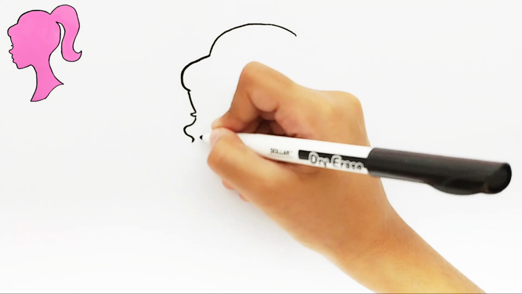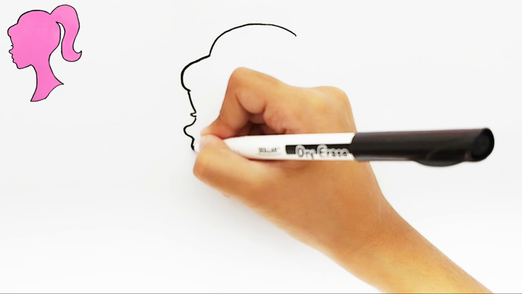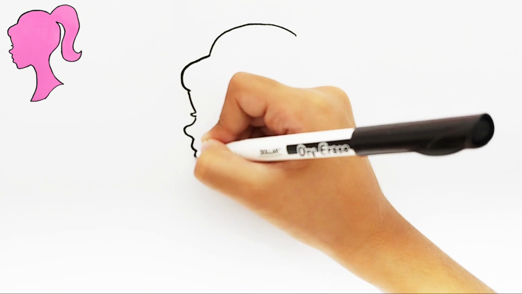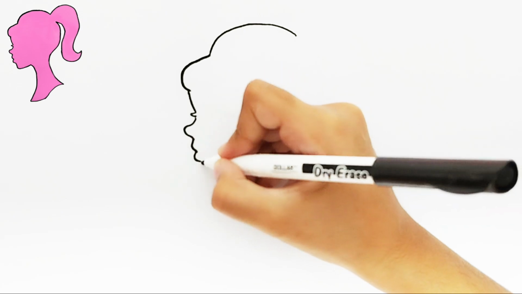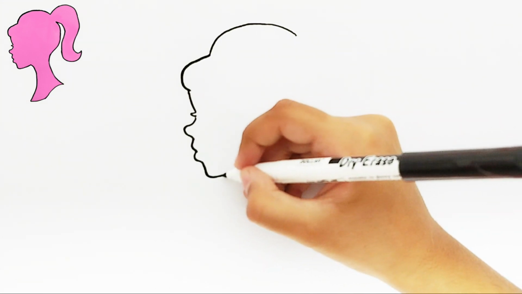Okay. Now let's make the mouth of Barbie. So, 2 lines like that and come down. Now we're starting off to make the neck of Barbie.